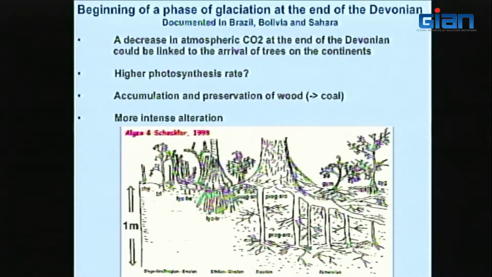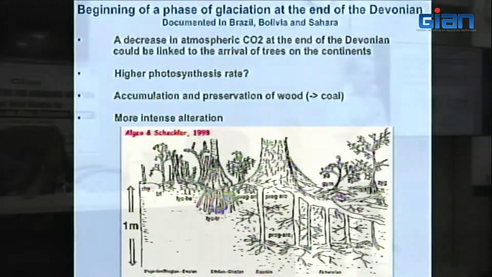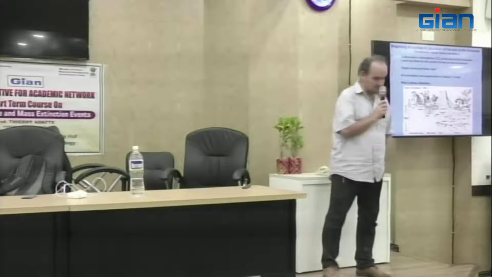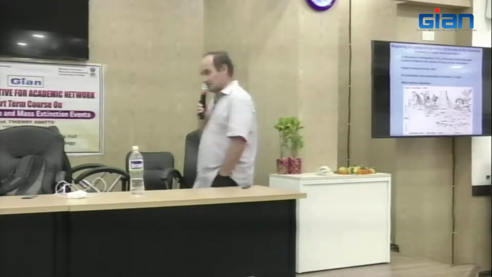But you also have the accumulation and preservation of wood under coal deposition. So you have a sequestration of carbon and CO2, okay? And so this leads to a huge cooling. And this is the next presentation.